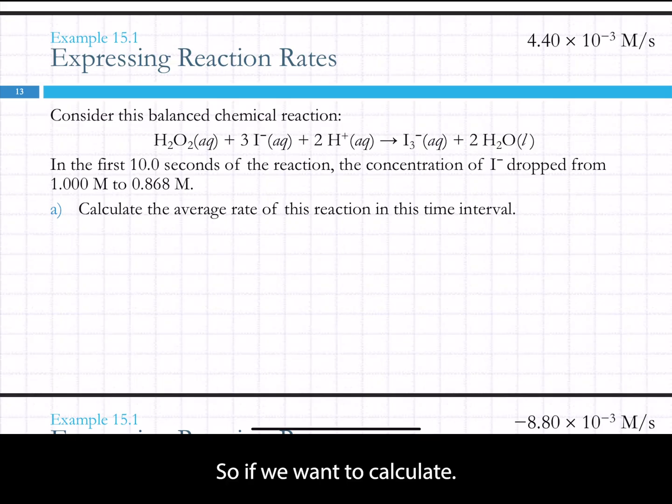So we want to calculate the average rate of this reaction. This is a key thing when you're reading a problem like this, even in Alex, and I'll post the Alex homework for this week after today. It says calculate the average rate of this reaction. It's not asking us for the average rate of iodide. It's asking for the average rate of the whole reaction, which means we're really looking for the overall rate.